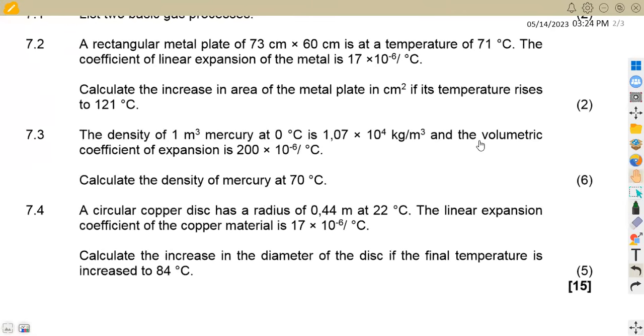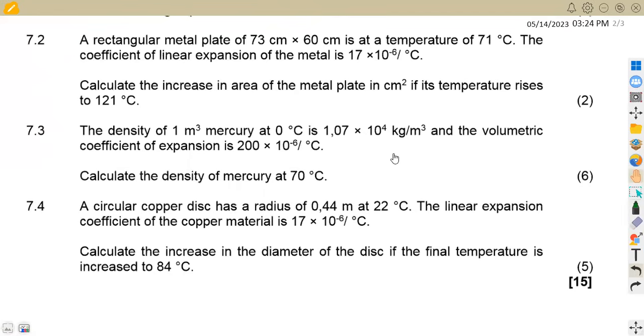On the other part, we are given on 7.2 that there is a rectangular metal plate which measures 73 centimeters by 60 centimeters. We are given a cross section of a rectangle in centimeters, and here we are to calculate the increase of the area in square centimeters. I'm not going to change this dimension. I'm going to leave them in centimeters as they are. So this is 73 centimeters by 60 centimeters, which is actually area, length times width.